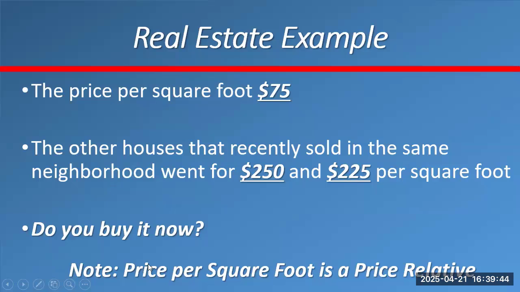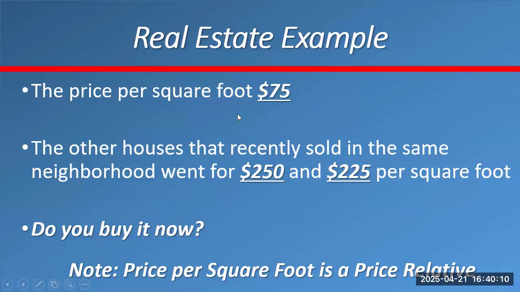Price per square foot is a price relative. Do you buy it now? What's still your question? What's wrong with the house, right? Maybe it's in California and it's on the side of a cliff and they have mudslides and the house is probably going to go off the side of the cliff. There are things you could do. We actually had a neighborhood here in San Antonio that was sliding down the hill. You probably wouldn't want to buy the house. But are you more interested now? It's starting to get a little more interesting.